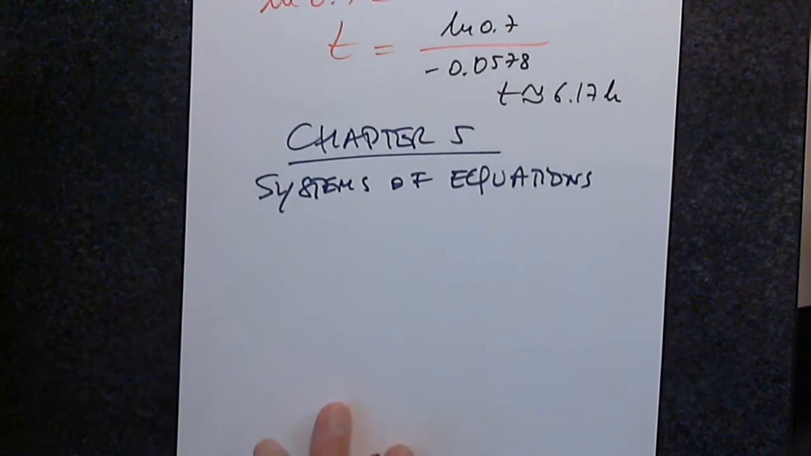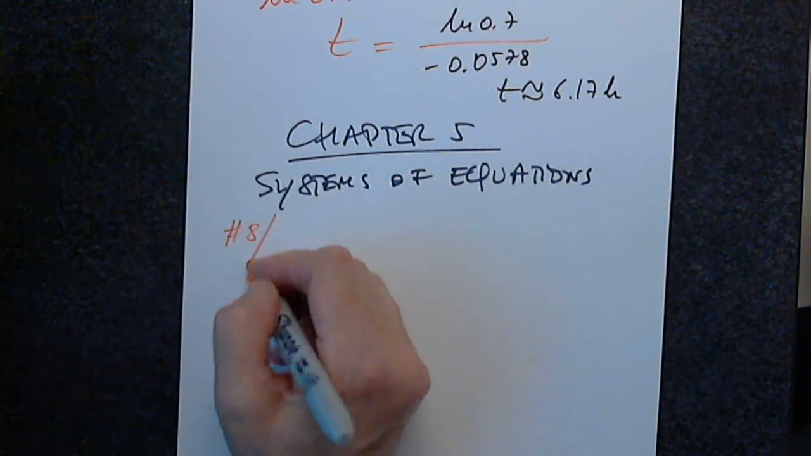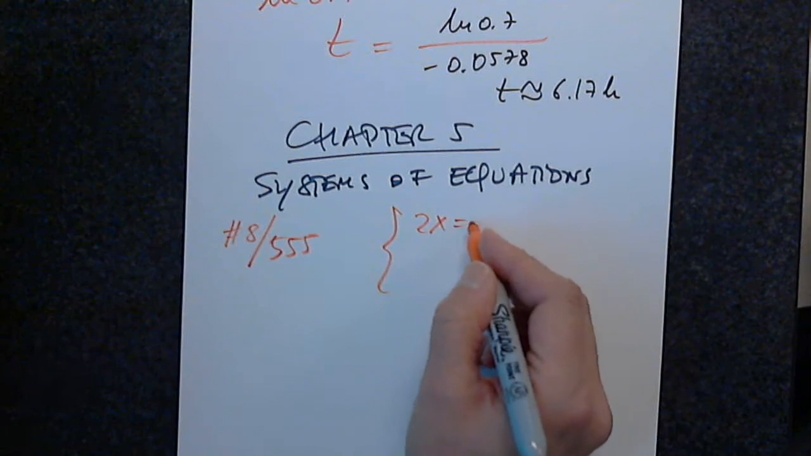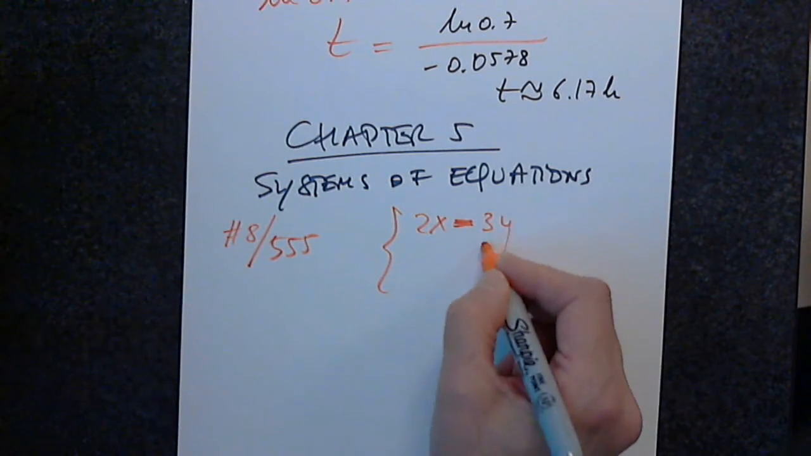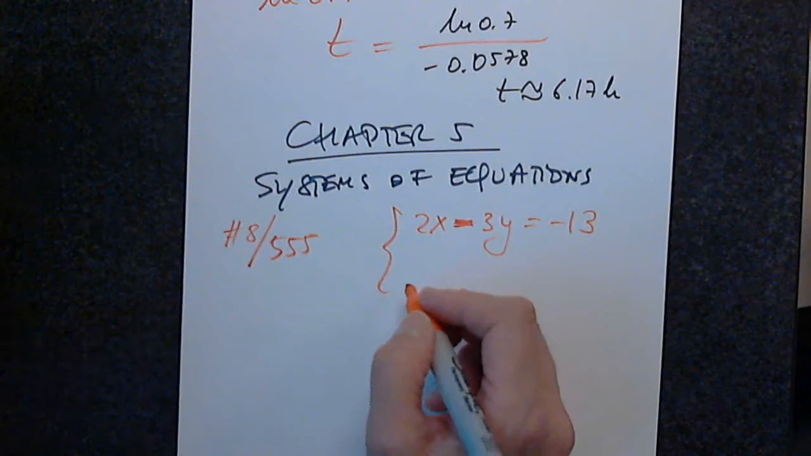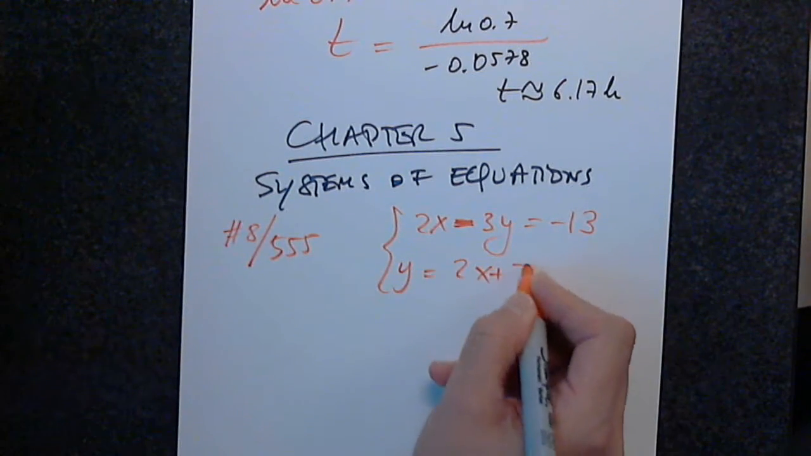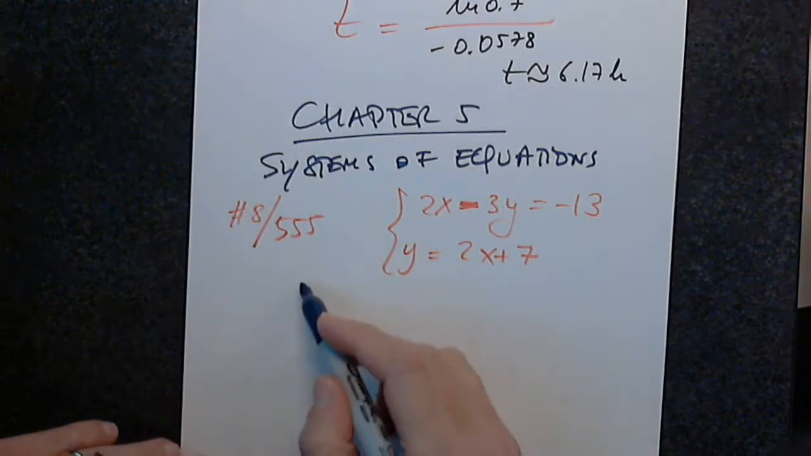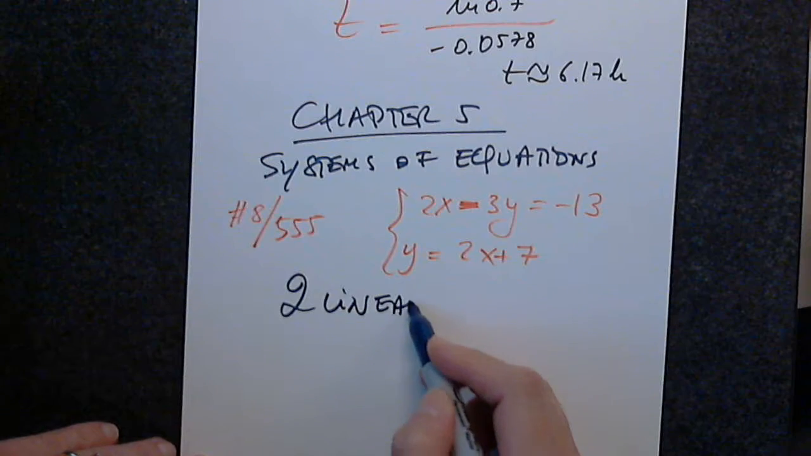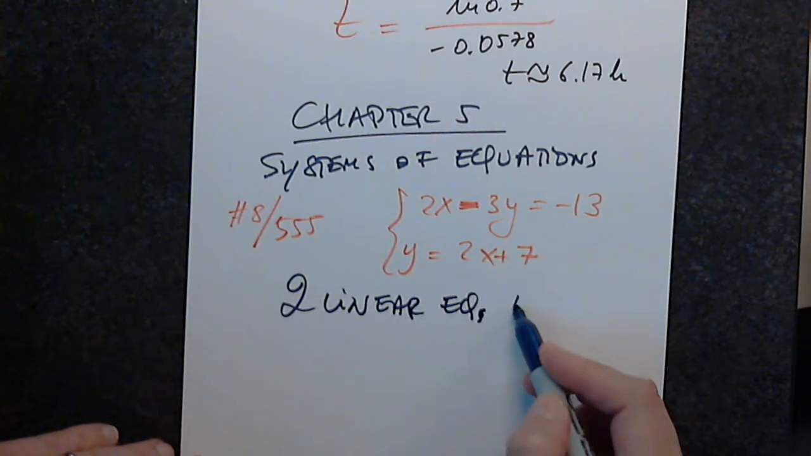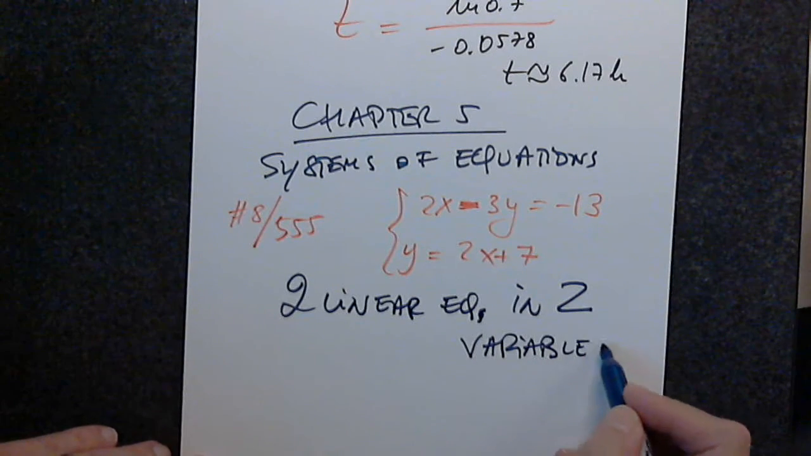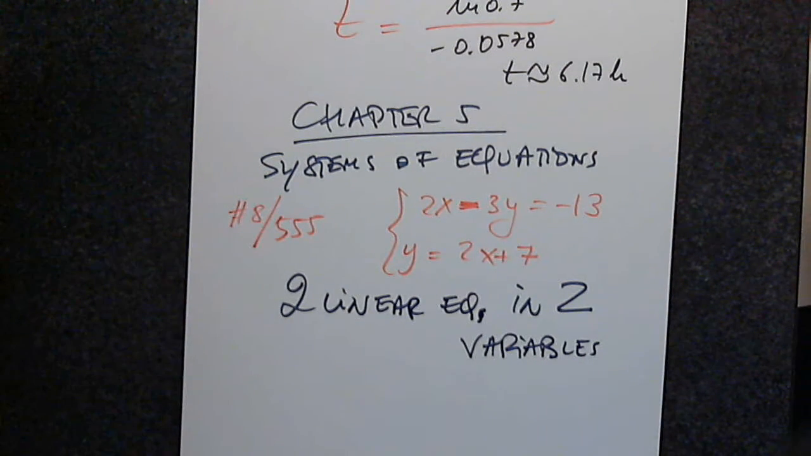Let's say problem 8 on page 555, and we have 2x minus 3y equals negative 13, and y equals 2x plus 7. This is exactly a system of two linear equations in two variables. Two linear equations in two variables.